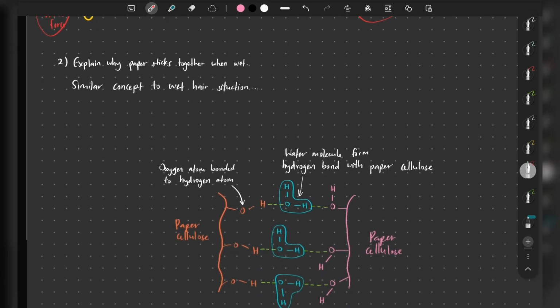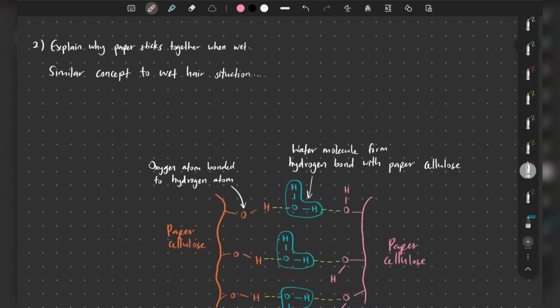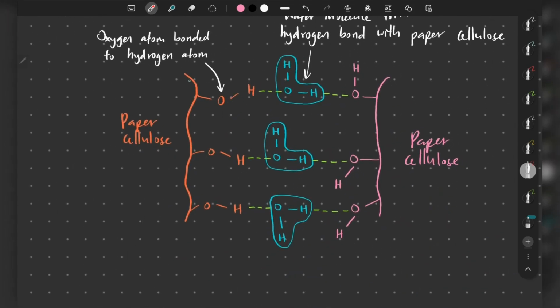Okay, let's move on to our second question. Explain why paper sticks together when it is wet. So the concept is similar to our wet hair situation. So right here we have our paper cellulose molecule. This is the paper cellulose molecule, and this is another paper cellulose molecule.